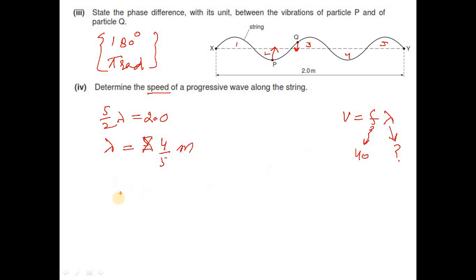Now velocity, you can find V is equal to frequency, 40, times wavelength, which is 4 by 5, and the 5 and this cancel. So V is equal to 32 meter per second. This is the speed of the wave produced in this string.